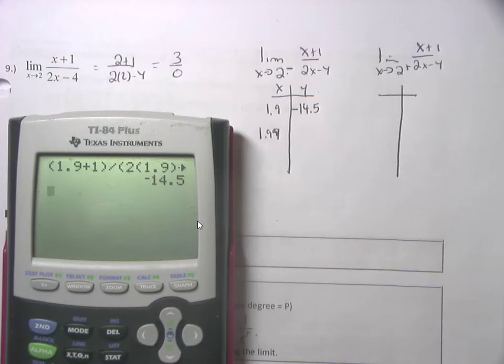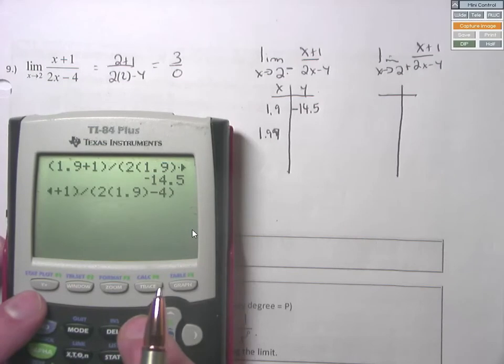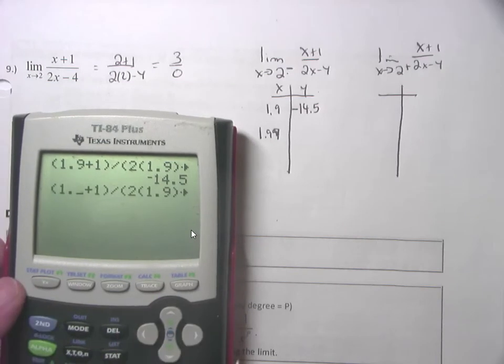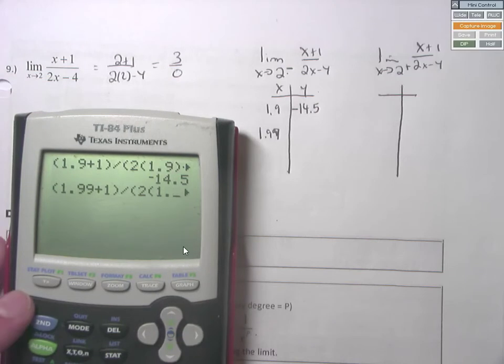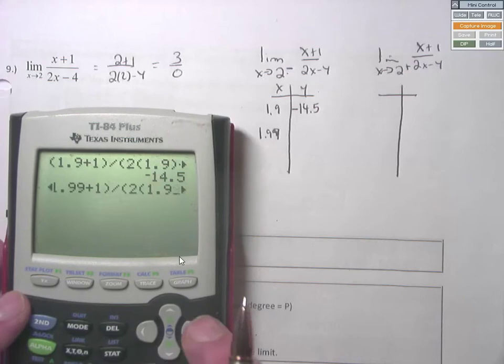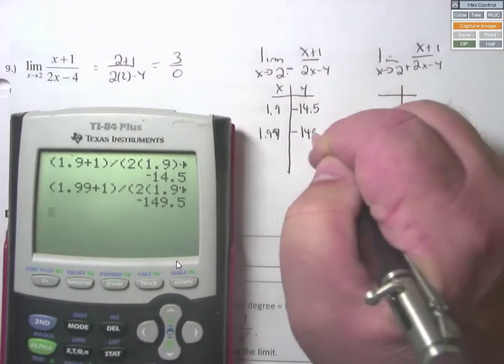Now, plug in 1.99. Get a little bit closer and see what direction. Is this thing going to go negative, or is it going to turn around and go positive? As you get really close, you'll begin to tell the direction here. That's why you always plug in 2 numbers. So I'm plugging in now 1.99, and I got negative 149.5.